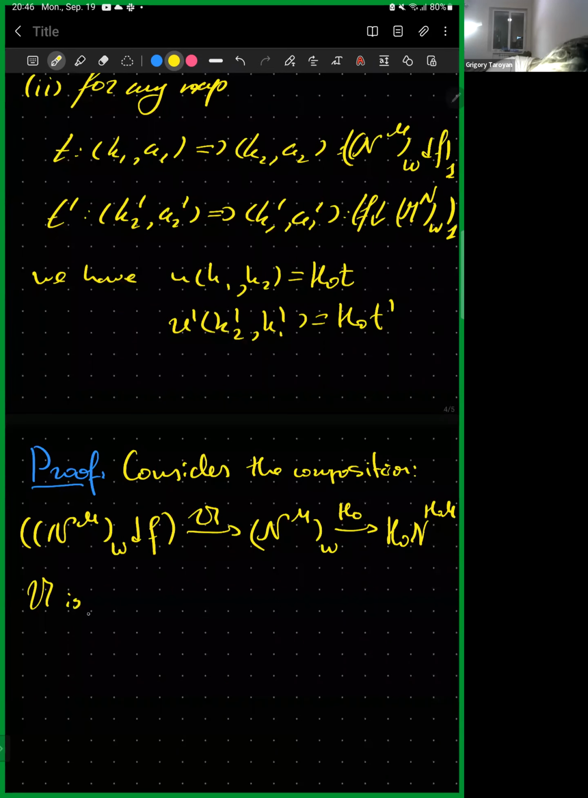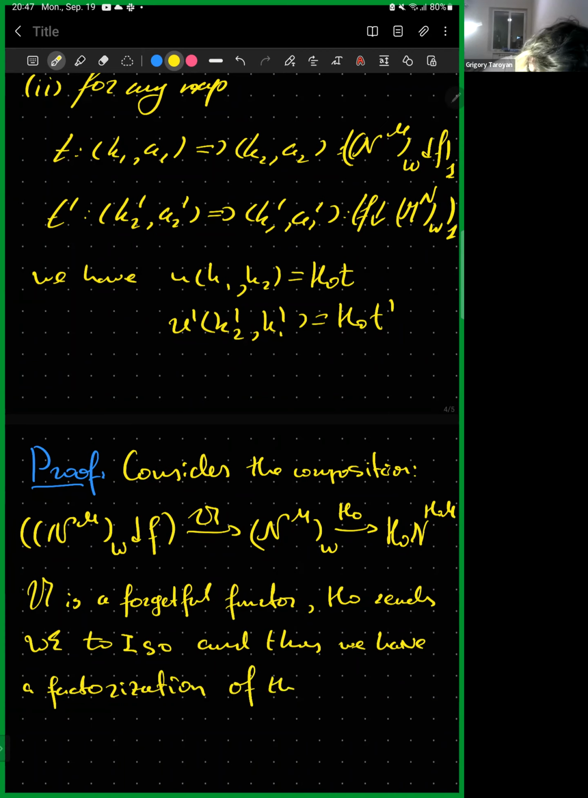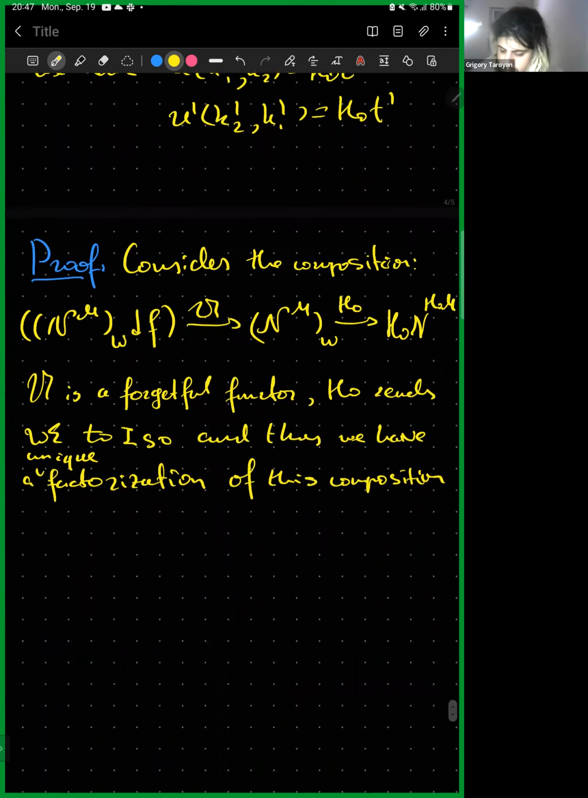So U is a forgetful functor. And the functor HO sends weak equivalences, that is natural weak equivalences between homotopical functors, to isomorphisms. And thus we have a factorization of this composition. Well, actually, we have a unique factorization, and that's just from the properties of homotopic category. And so this factorization looks like this.